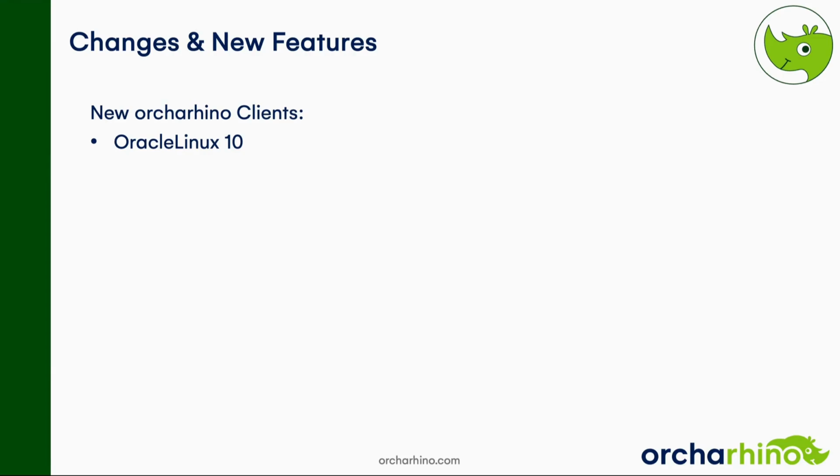Further, we are introducing support for Debian 13. This does not only mean that we will provide the corresponding orcharhino client, it also means that we will start providing errata information for Debian 13 as well. And last but not least, we are adding support for /15 SP7.